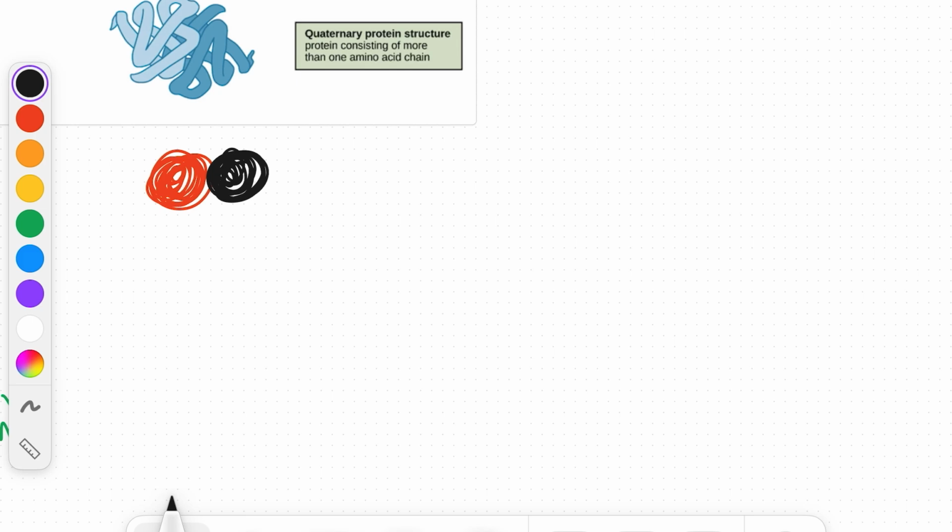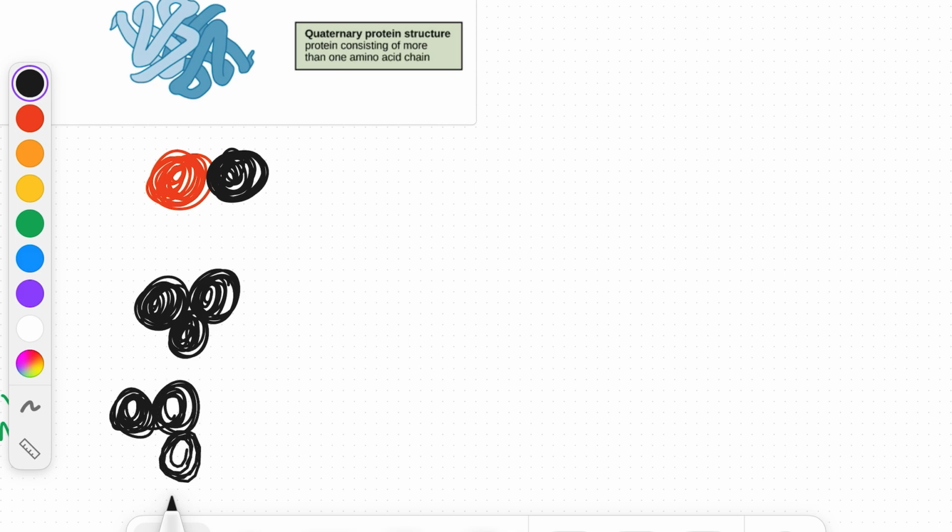So each globular structure I would call a subunit. Those subunits together create quaternary structure, and we can see them as a group of two. We could see them as a group of three. We could see them as a group of four, or many, many more. Could be a bunch of them. They all have specific names for them.